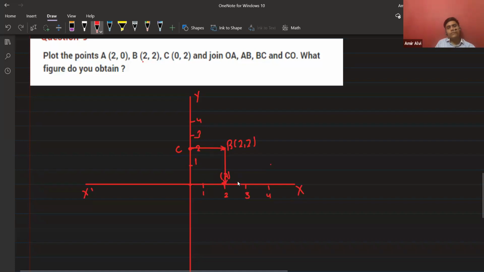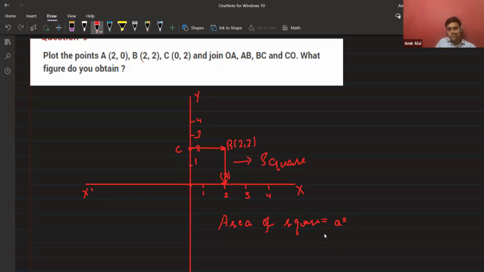So now Simran, tell me which figure is it forming? Square. Now 2 is the value of the side. This is also 2, this is also 2, so it is a square. What is the area of the square here? What is the formula of the area of a square? Side into side. Very good. Area of a square is a square, a into a.